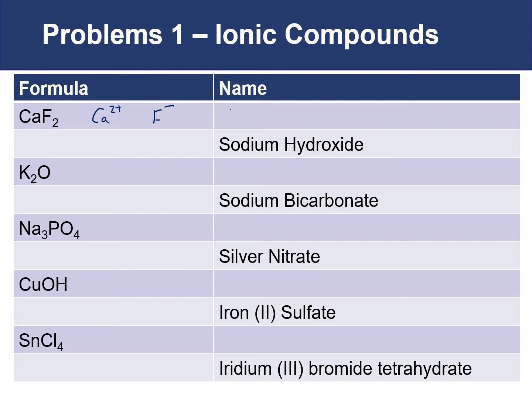So our name is calcium, right? We name our anion first, followed by the cation. So this would be F is fluorine, but because it is by itself, we get rid of the INE and we replace it with IDE. So that would be F-L-U-O-R-I-D-E, calcium fluoride.